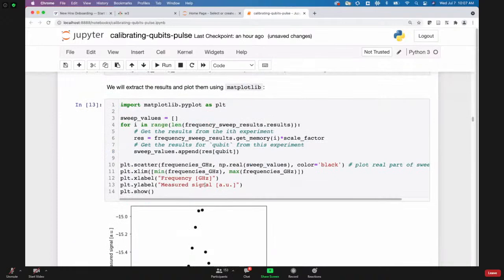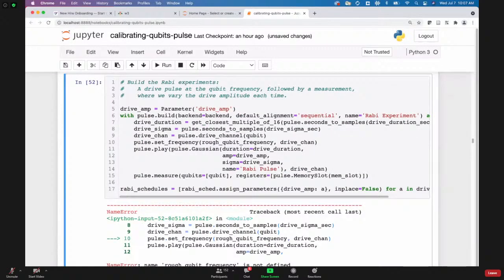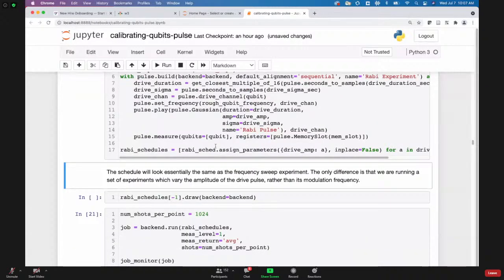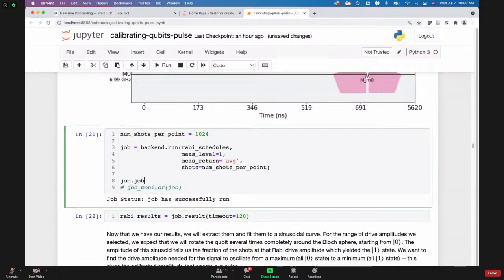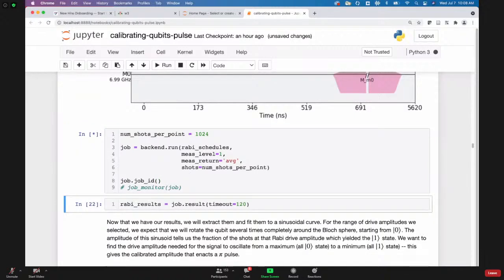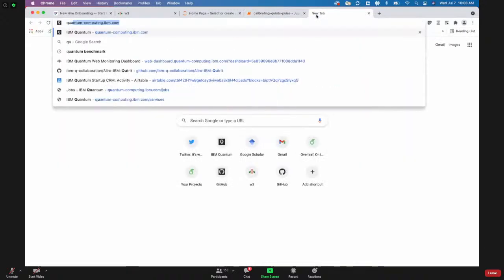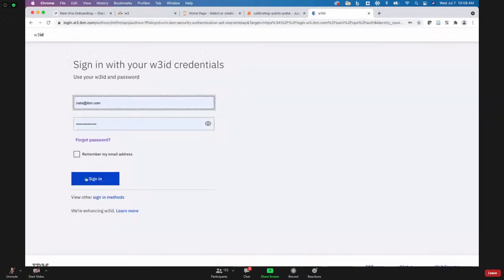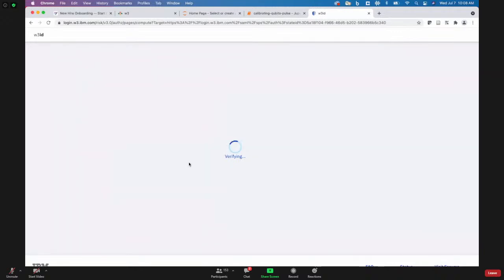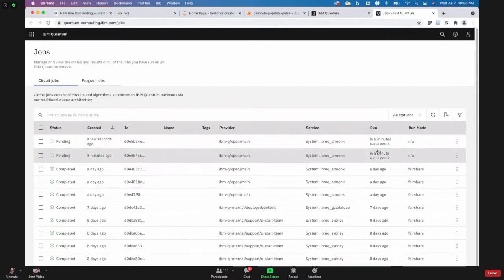Generally the way this notebook is set up is that it finds the rough qubit frequency. Because I'm waiting for the frequency sweep to run, I'm going to comment this out and do job.job_id so that I can reset these things later. But now I've submitted that. While I'm doing this, I can do quantum. I often like to look at this perspective.